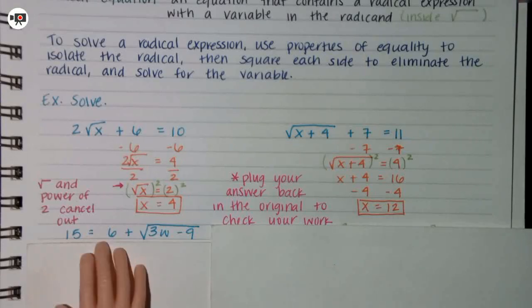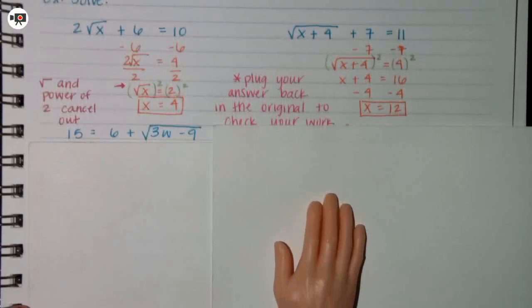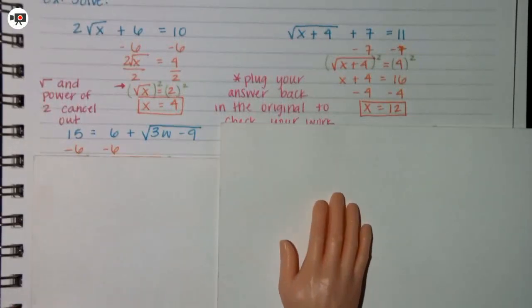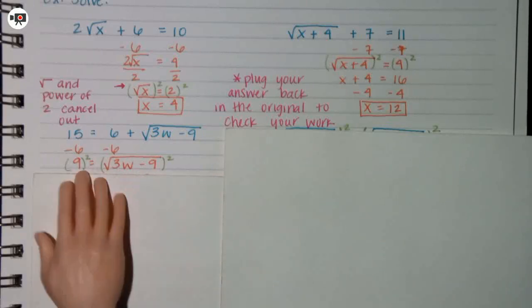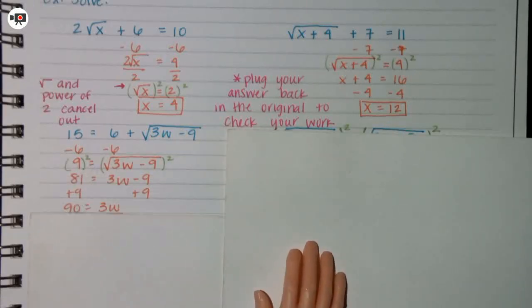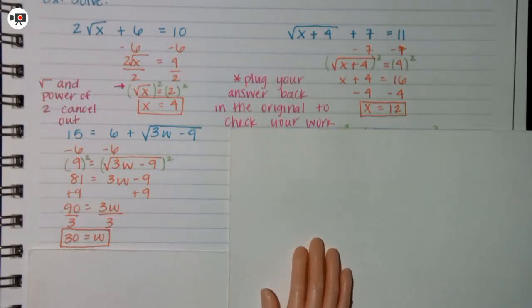Here I have 15 equals 6 plus the square root of 3w minus 9. Subtract 6 on each side to get the radical by itself. Then once the radical is by itself, you square each side and then get your variable by itself, and we get w is 30.